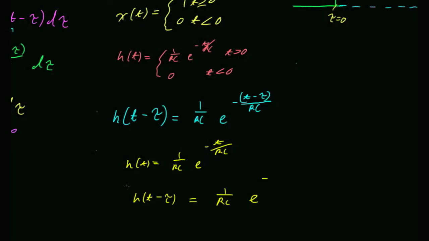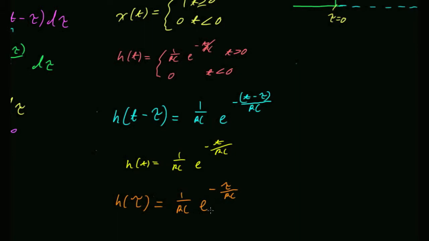So let's try that again. My goal is to get to h of t minus tau. And I think my statement that you can just substitute in t minus tau for t was incorrect. So let's actually work our way through it. Now, one thing that you can definitely do is just replace the t with a tau. That's definitely legitimate. Right? Because that's just a substitution.